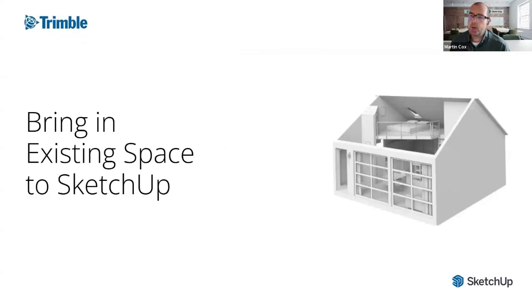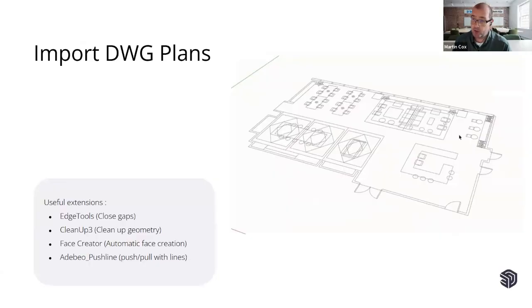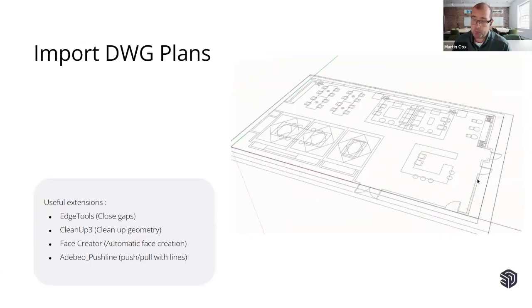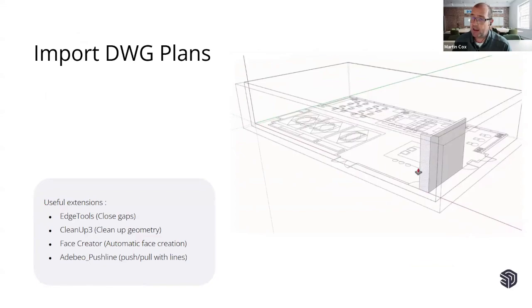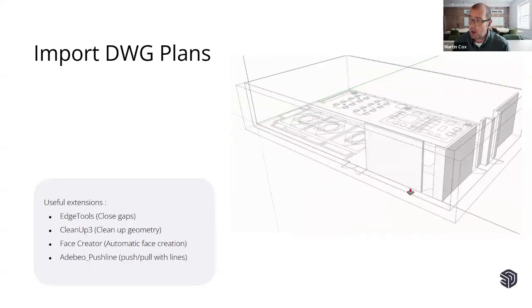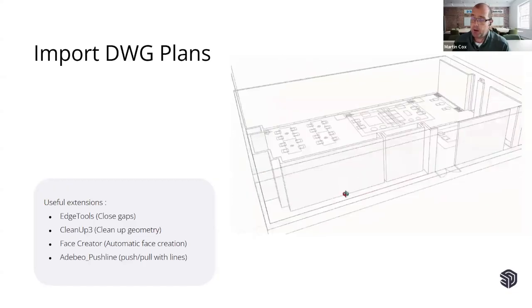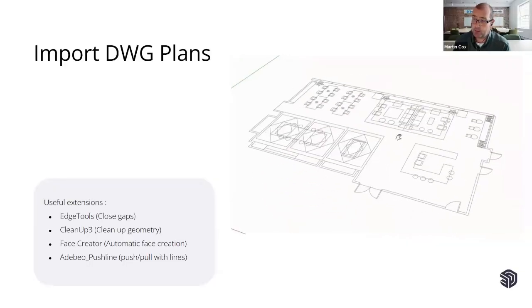So the first thing I want to talk about is you have your space, an existing space. How do you bring that into SketchUp? And there are multiple ways we can do this. A popular way is creating your SketchUp model from a 2D file. A lot of people have a DWG or DXF as a plan, and whether using an extension or just simply using the DWG file, you can use that within SketchUp and bring that space quickly into a 3D model.